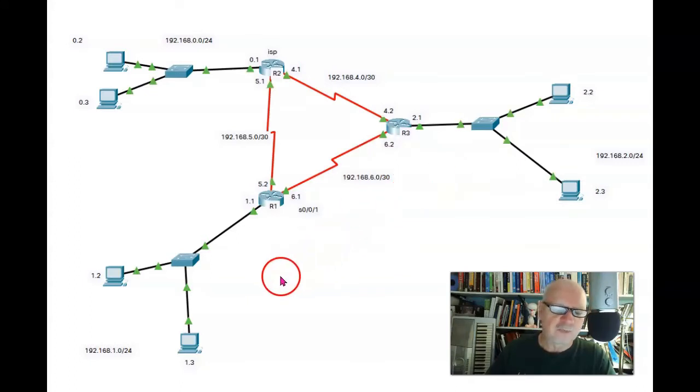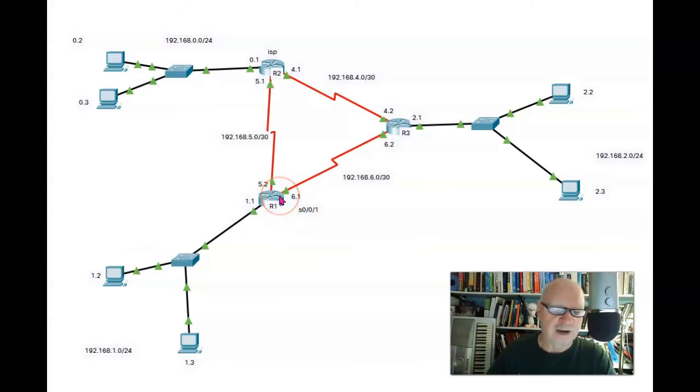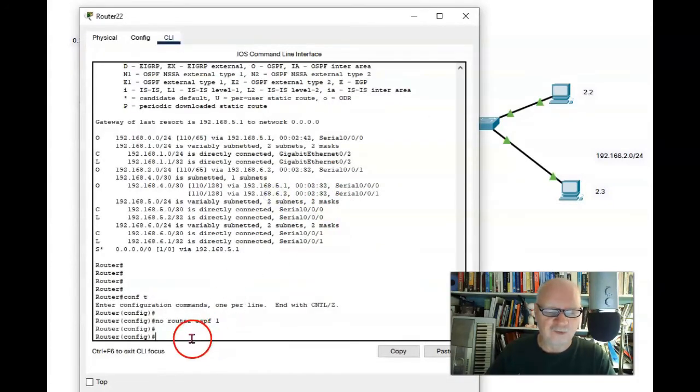In order to set a routing protocol, we have to turn it on, and there are different ones we could turn on: RIP, which is Routing Information Protocol, EIGRP, Enhanced Interior Gateway Routing Protocol, or OSPF, Open Shortest Path First, which is the one we're going to use in this class. So in order to do this, I need to turn it on. So let's go ahead and turn that on.